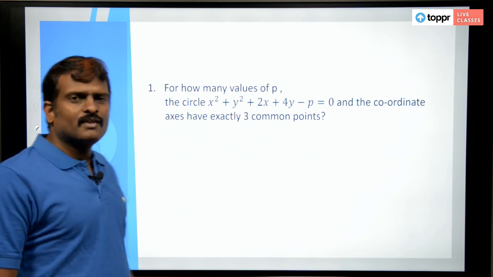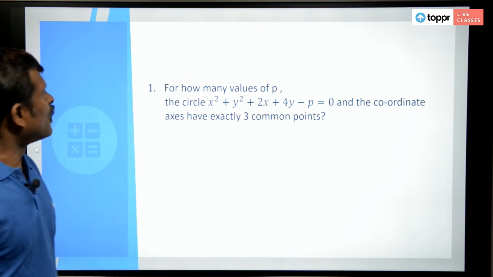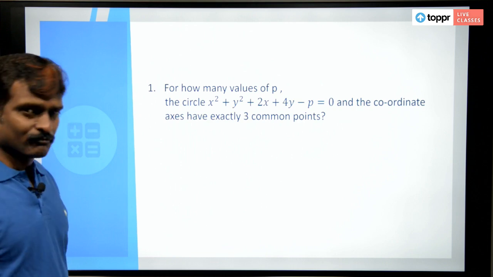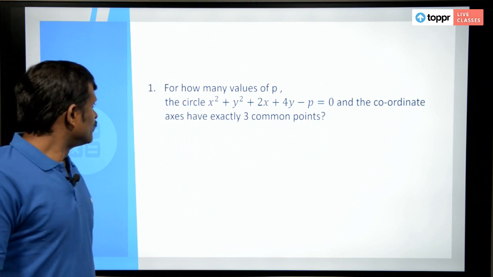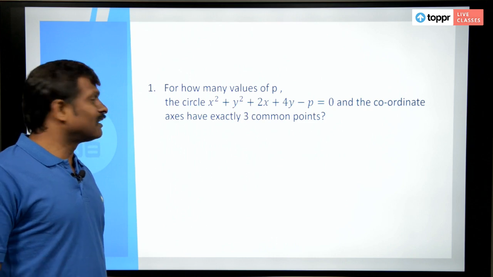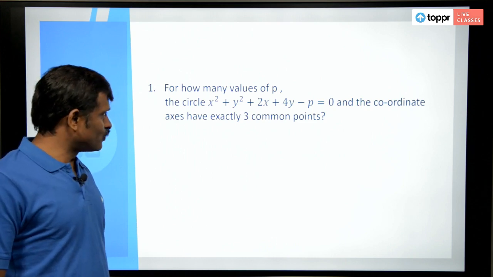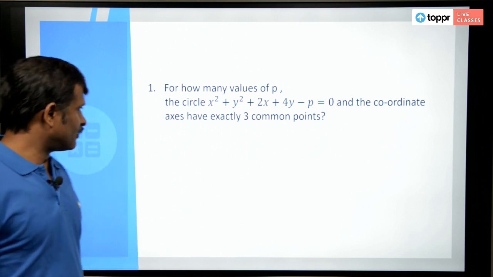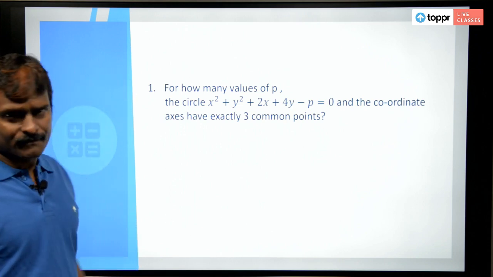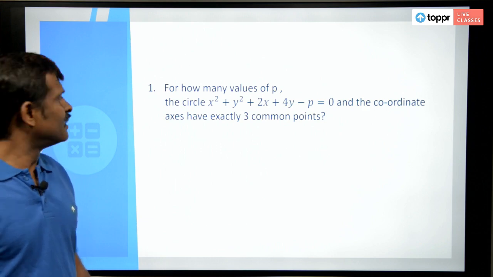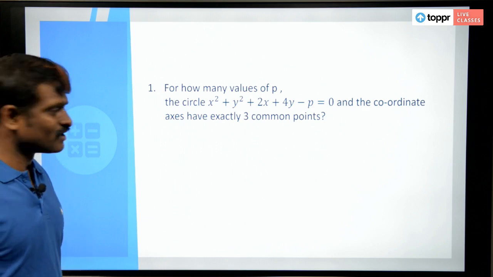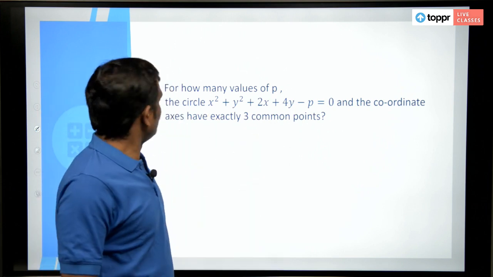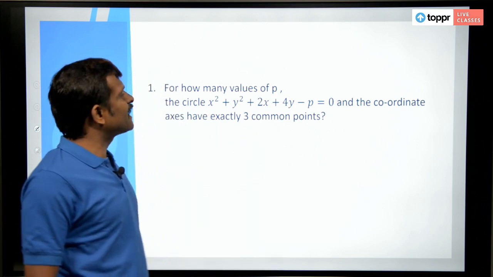So, the first question here says: for how many values of p? Like one value, two values, three values, we will find out what those are. The circle x square plus y square plus 2x plus 4y minus p. So, this is the equation of a circle, right. x square, y square, 2fx and 2gy plus c is equal to 0 is the equation of a circle. This is the equation of the circle given to us, and the coordinate axes have exactly 3 common points.